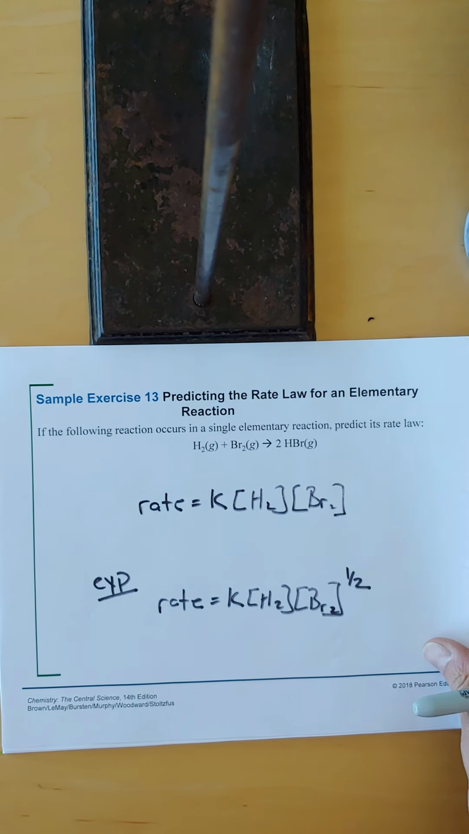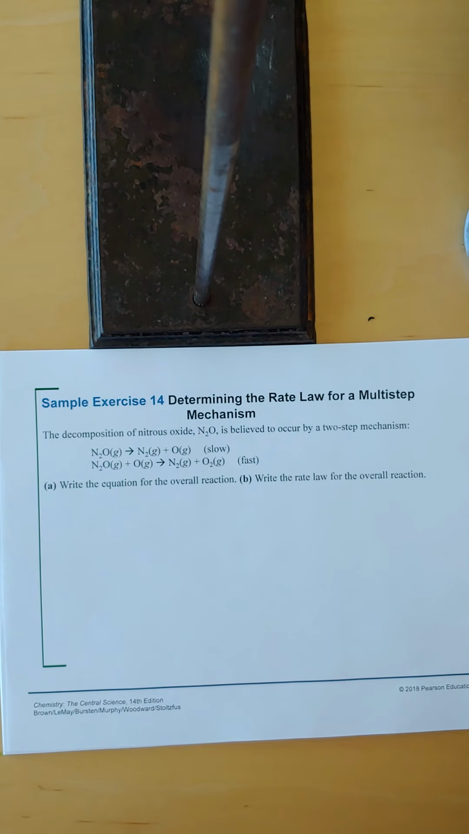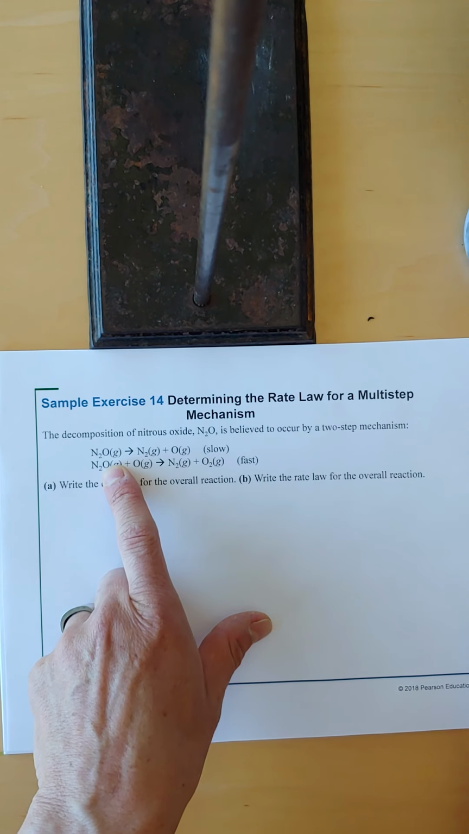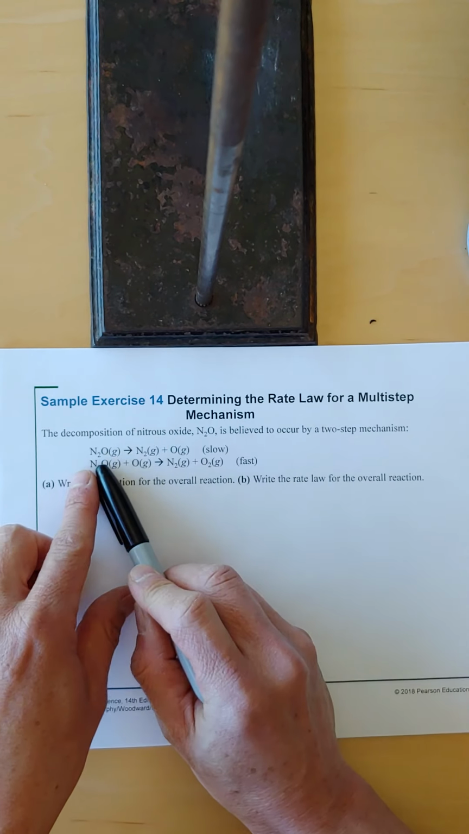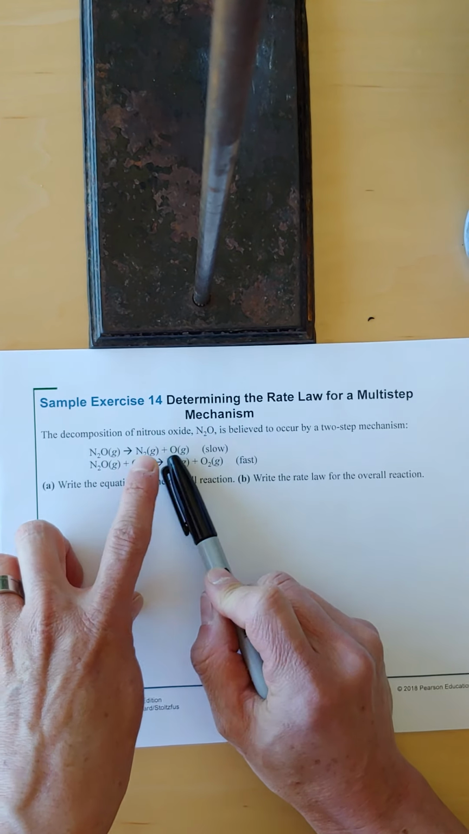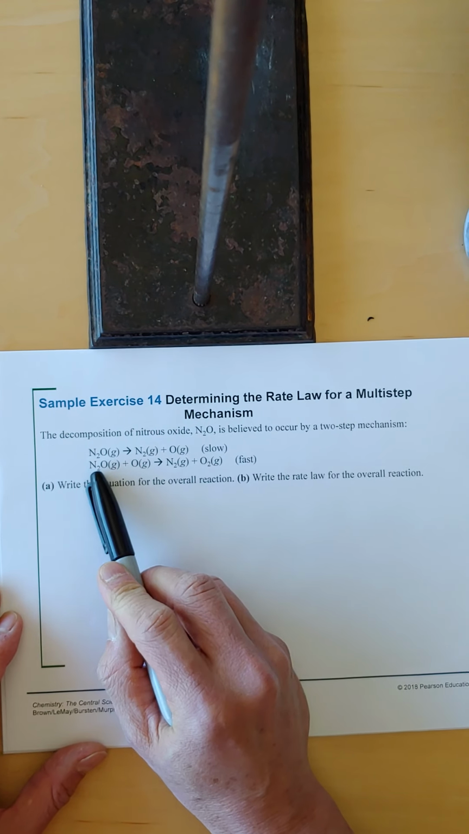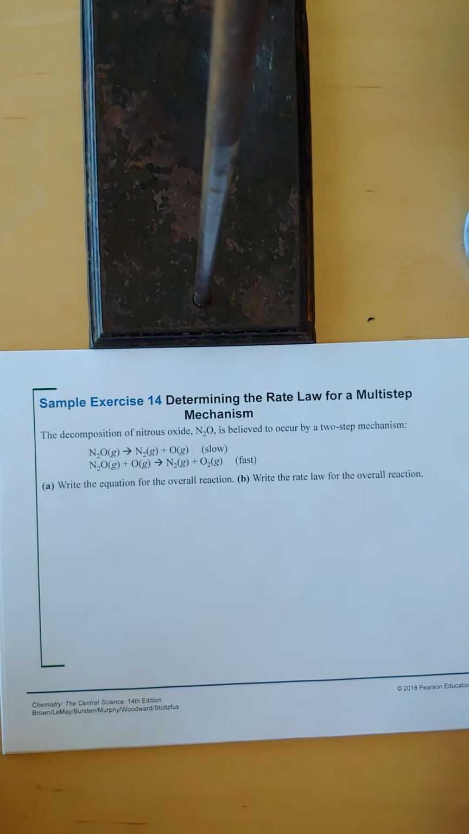Okay. So when we have a multi-step process, right? For example, in this example, we've got the decomposition of nitrous oxide, right? It's believed that this reaction happens in 2 steps. The first step being a slow step, N2O producing N2 and O. And then the second step being a fast step, N2O plus O produces N2 and O2, right? What would be the equation for the overall reaction?